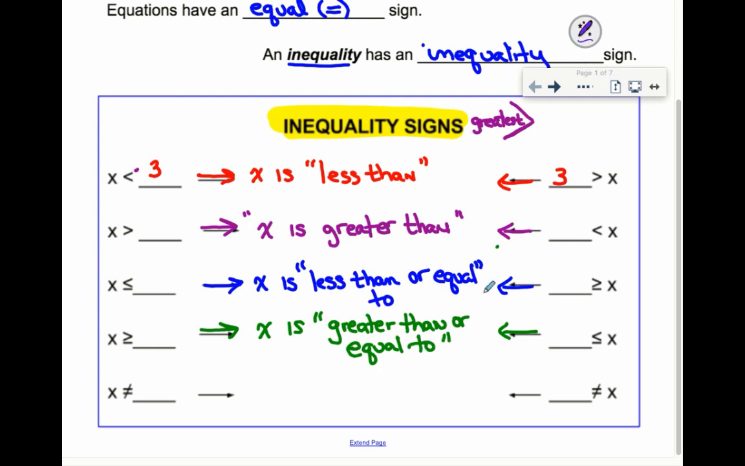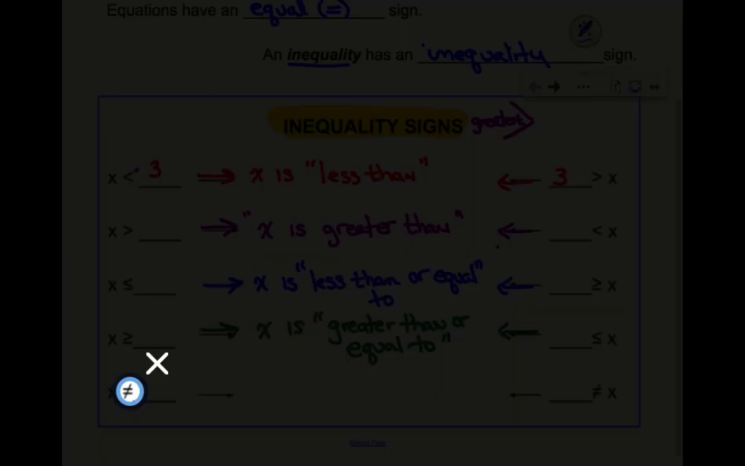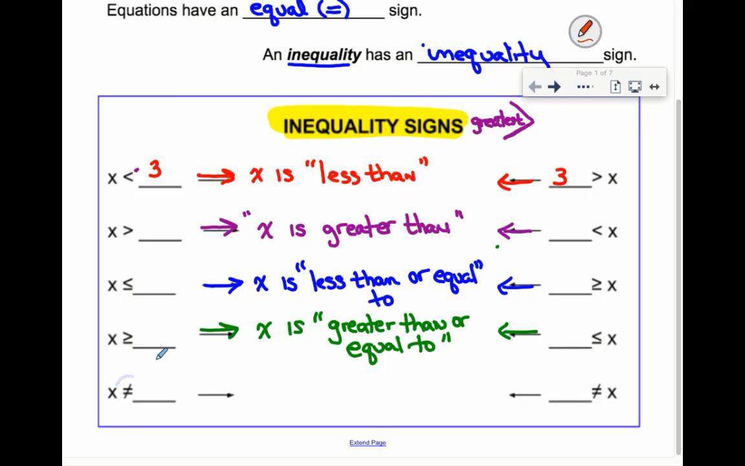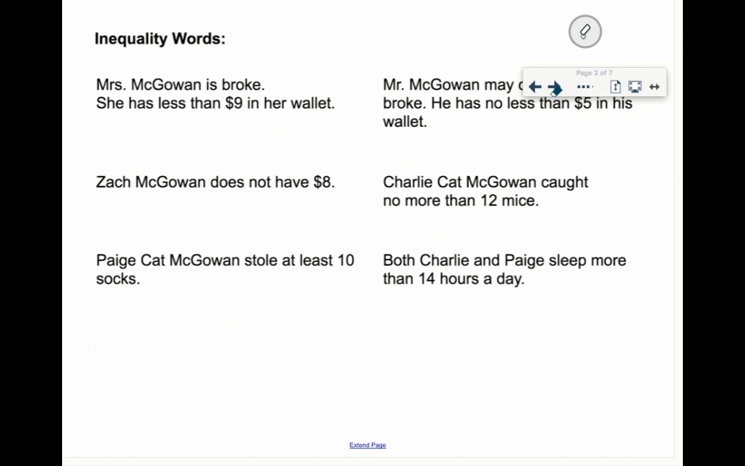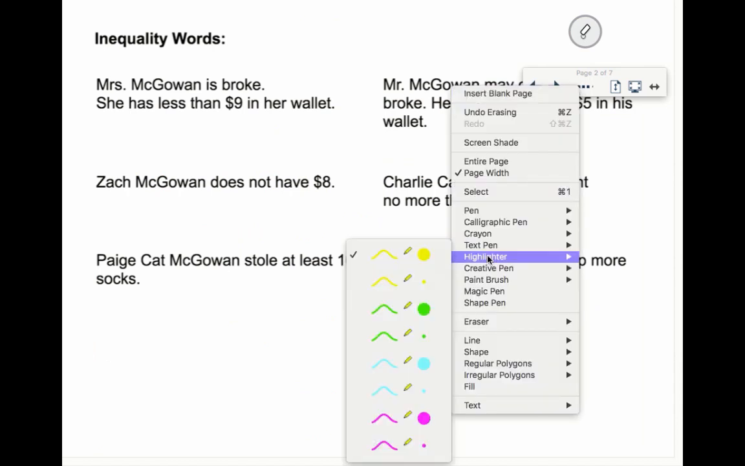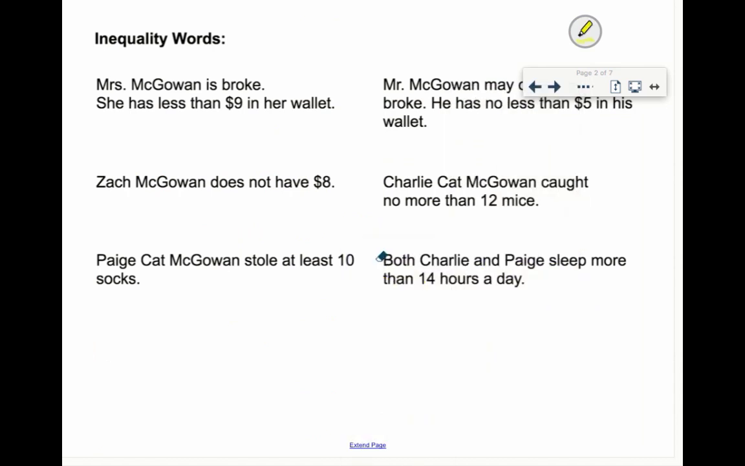If we look at the next one here, there's no mouth or anything opening, but it's an equal sign with a line through it. And what does that mean? That means that X is not equal to. Those are the 5 inequality signs that you need to learn and remember. Now, those are just the signs. We have words that are going to be associated with the different inequality signs.